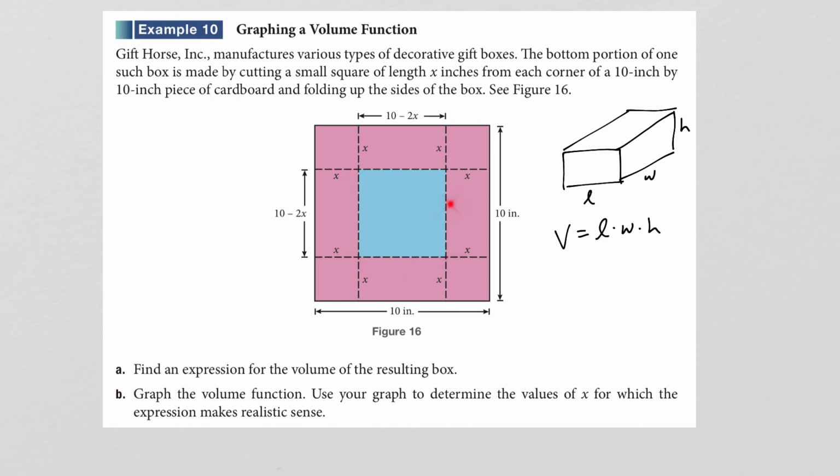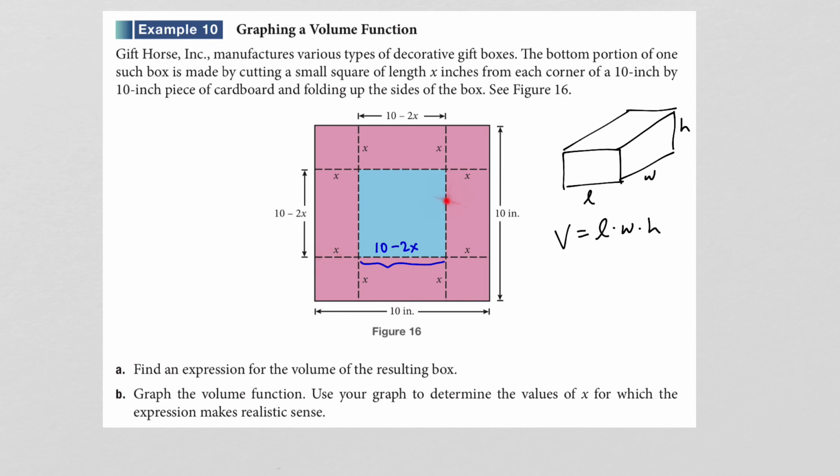This blue square here is the bottom of the box. Now I want you to notice that the length of this side is 10 inches. The length of this little segment is x, and the length of this little segment is x. So the length of this portion right here is 10 take away 2x, right? We're just taking the whole length here and subtracting off the parts that we're folding up.